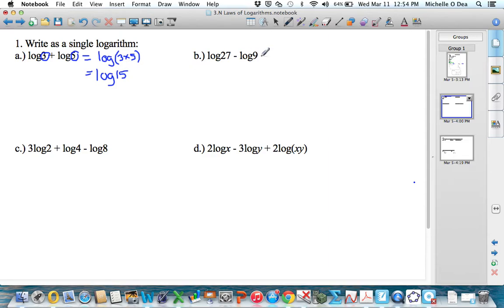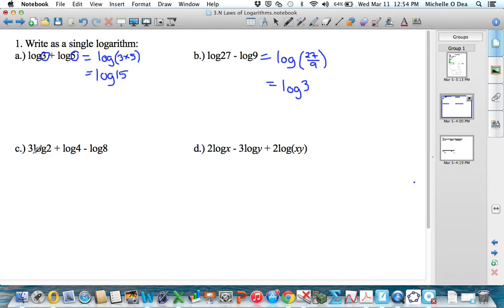The second one then, here we have the 2 logs subtracted. So then the rule says we have 1 log, and when it's a subtraction, that goes with division. So we do always the first one over the second one. So 27 over 9. Again, the base is not written, so we assume it's base 10, so you don't have to write it in. And once again, just make sure you simplify. 27 divided by 9 is 3. And that's it. So that's the simplest type.